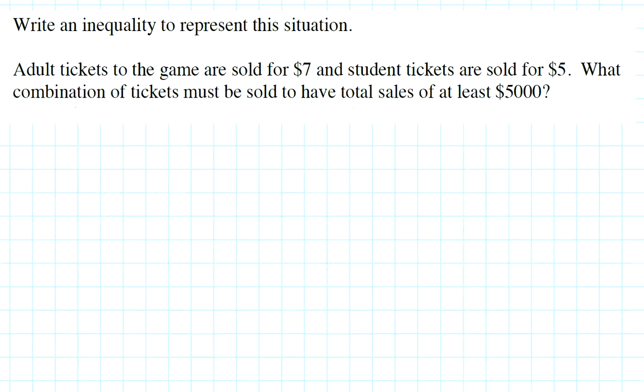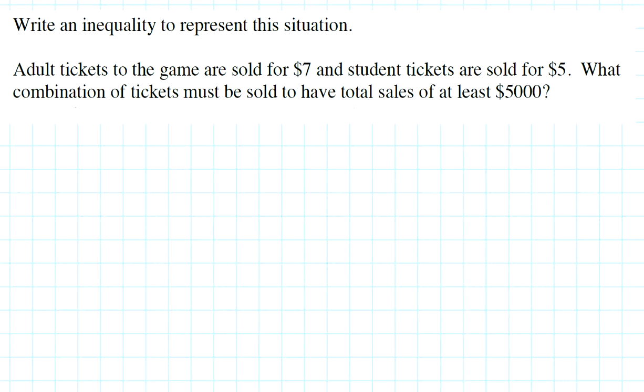I believe this is question 62. It says, write an inequality to represent this situation. Adult tickets to the game are sold for $7 and student tickets are sold for $5. What combination of tickets must be sold to have a total sales of at least $5,000?